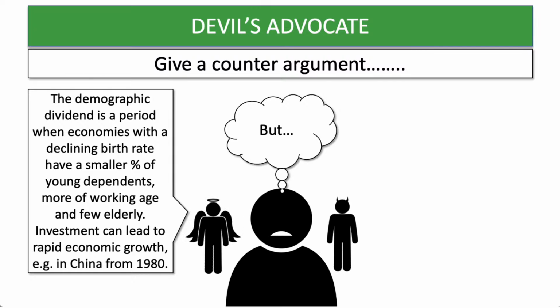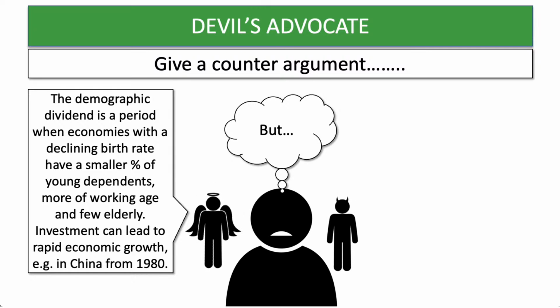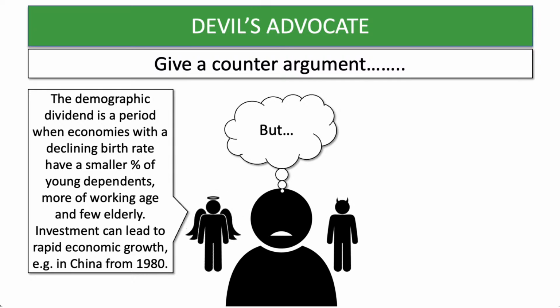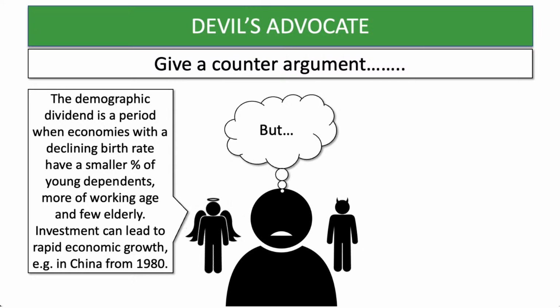So I don't know whether this person's talking about China rather than Japan, but let's have a look at how they start their answer. The demographic dividend is a period of time when economies with a declining birth rate have a smaller percentage of younger dependents, more of working age, and fewer elderly dependents. Investment can lead to rapid economic growth, for example, in China from 1980 onwards.